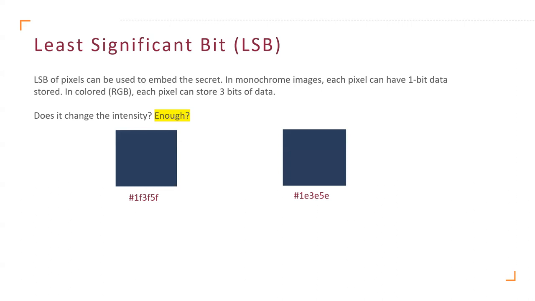But does it change the intensity enough? Well, you tell me. These are two different images, two different colors, and the R, G, and B values of both of them differ by just 1 bit, the least significant bit. And to me, both of them look exactly the same. So I don't think so. According to me, LSB works wonders, and the human eye can't perceive such changes.